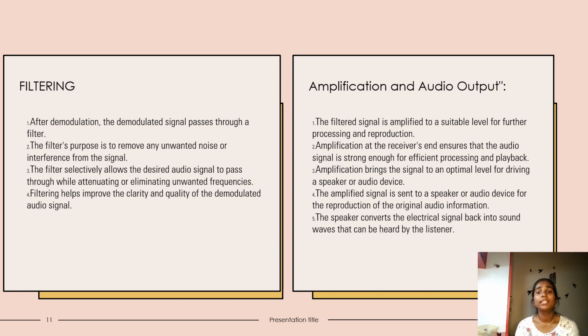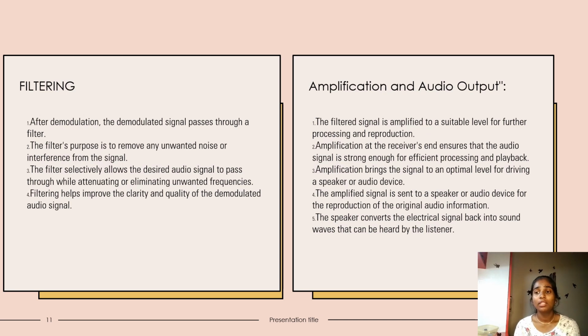The filtered signal is now passed to the audio output, where further processing happens, and the amplification brings the signal to an optimum level for the speaker or the audio device. Here it converts the electrical signals to sound waves, which makes it convenient for the listener to hear it. So we have learned how the process of amplitude modulation in long distance communication takes place.